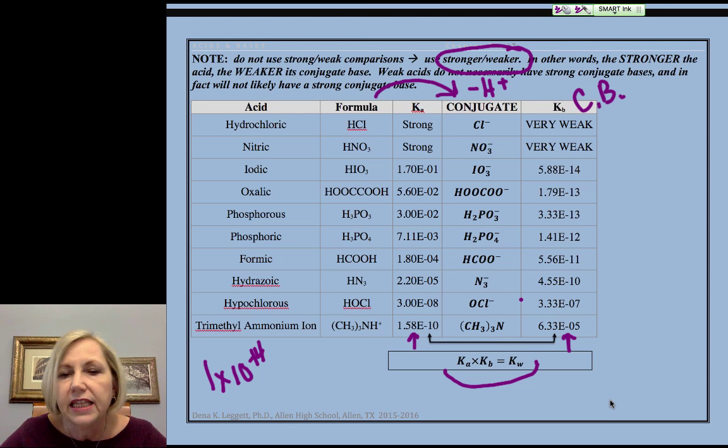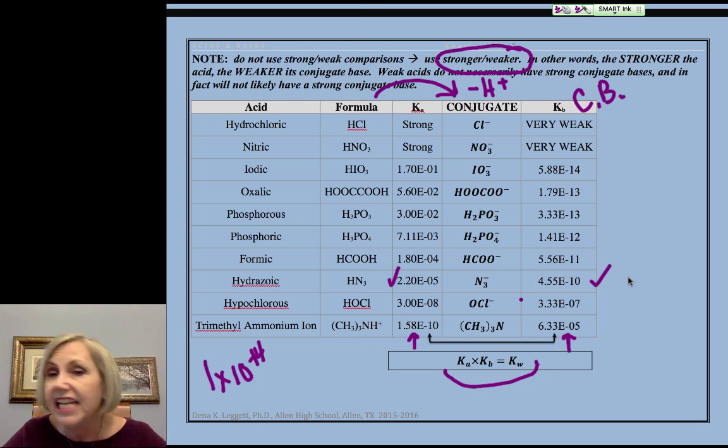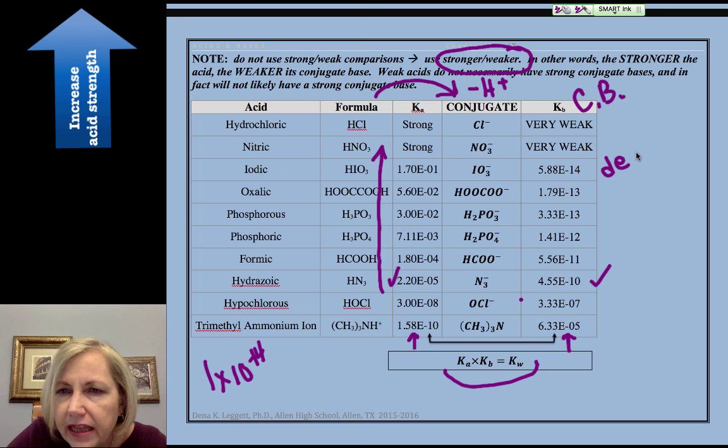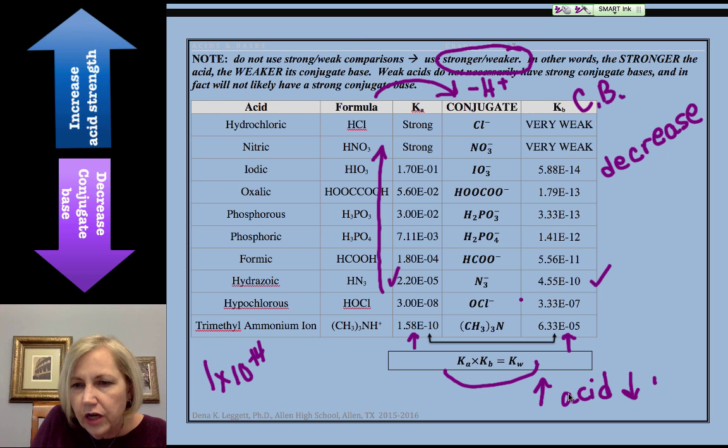Now, my point is this. This is a weak acid. It doesn't have anywhere near a strong conjugate base. But I want you to notice that as you increase the strength of the acid, you decrease the strength of the conjugate base. So that's the take home here. If you increase your acid strength, you decrease your conjugate base strength.